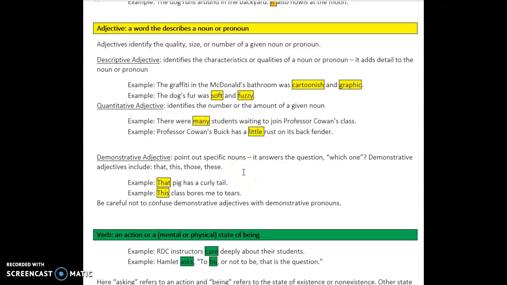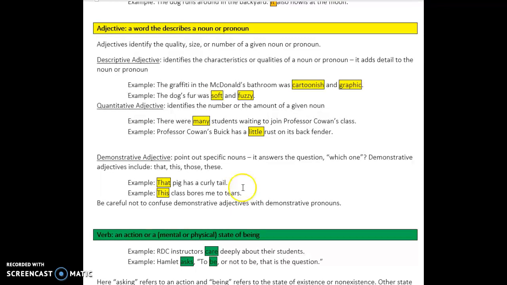We also have demonstrative adjectives, and these point out specific nouns. They answer the question, which one? Demonstrative adjectives include that, this, those, and these. So if I want to know which pig has a curly tail, I'll use the demonstrative adjective, that pig has a curly tail.